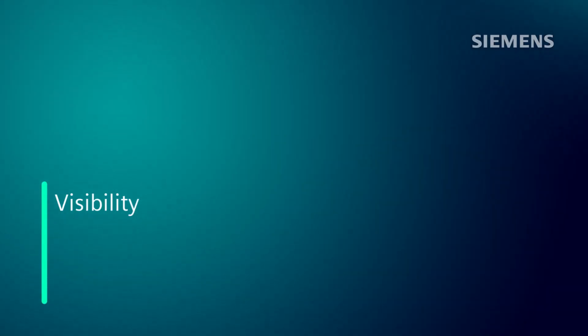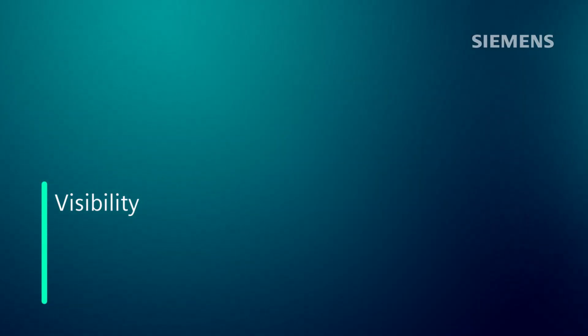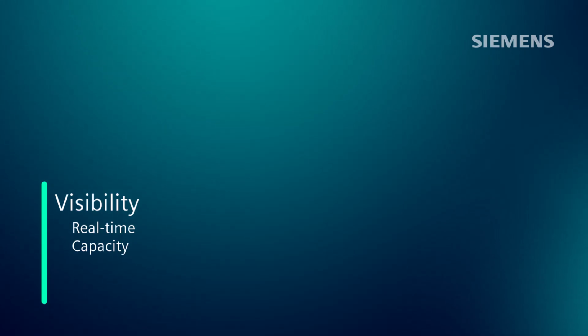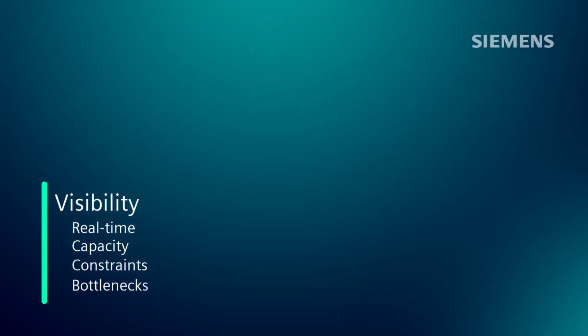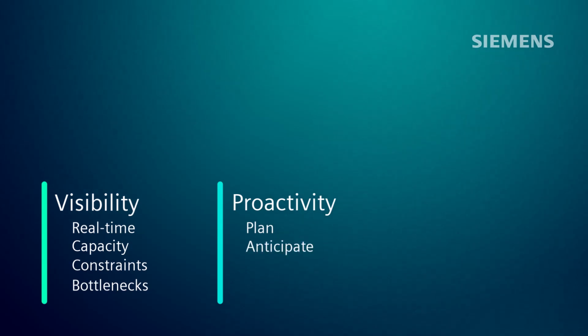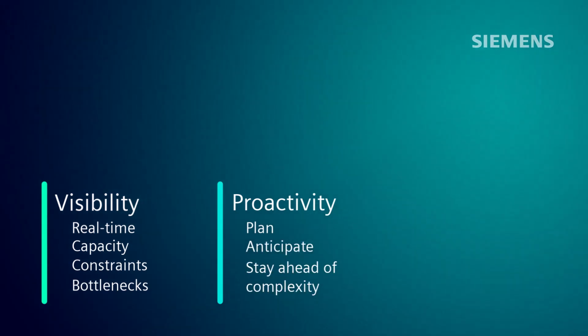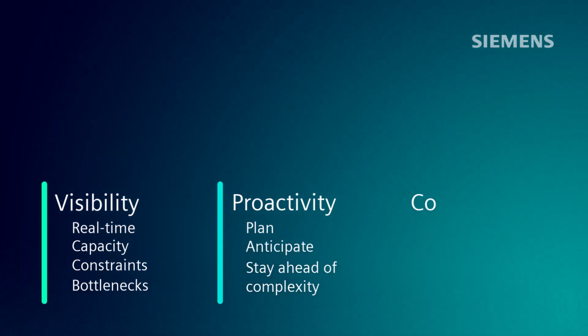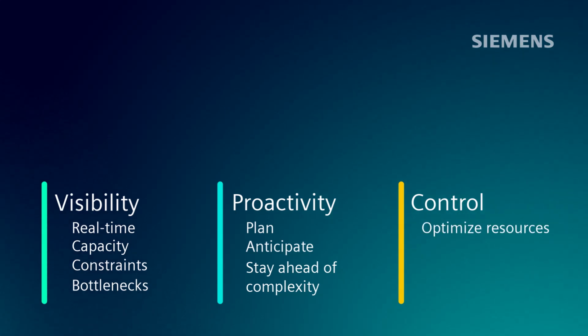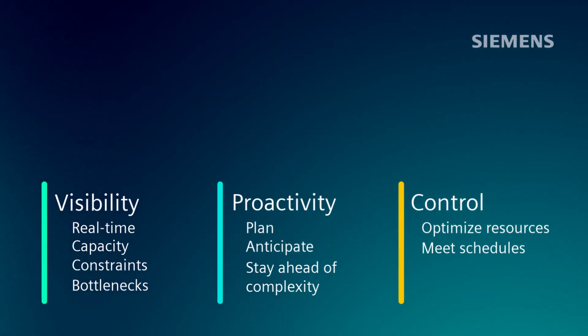So what do you actually need to compete? Visibility. You need to see your entire operation in real time. Your capacity, your constraints, your bottlenecks. Proactivity. You need to plan ahead, anticipate problems, and stay one step ahead of complexity. And control. You need to optimize your resources, meet your schedules, and execute your plans consistently.